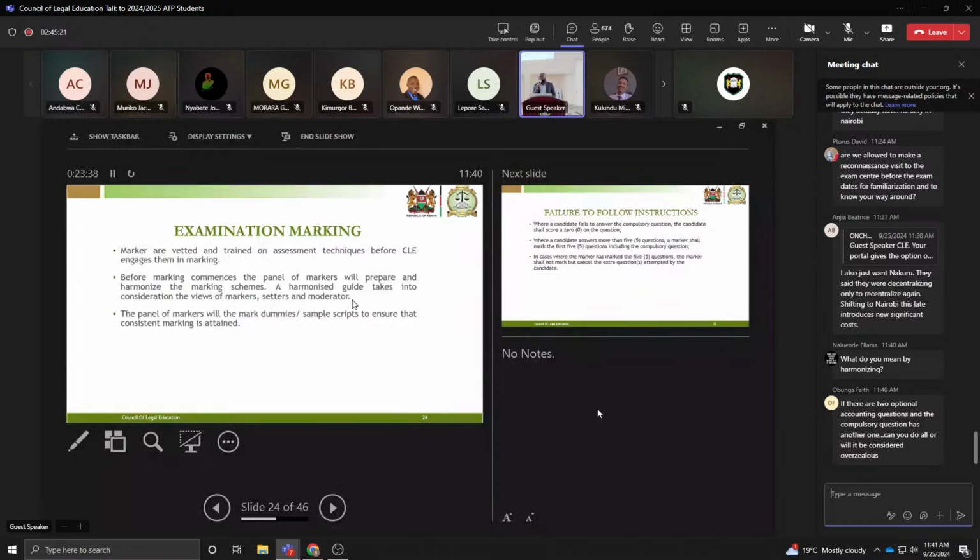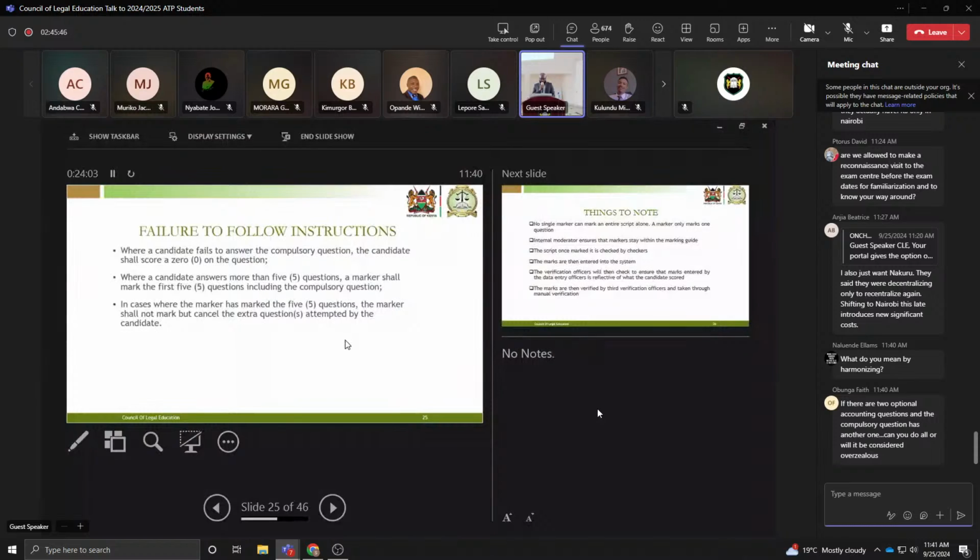And once we are satisfied that they have marked the dummies, most of the time they can mark up to 6 dummies, right? And after that, then you'll be free to be given the scripts and continue with the marking. So the panels will mark.